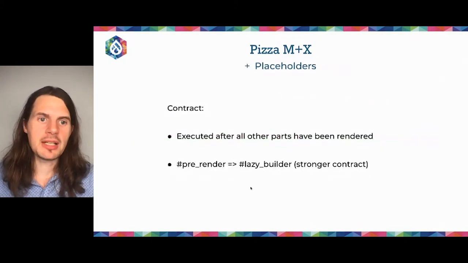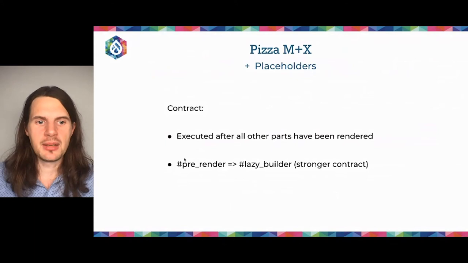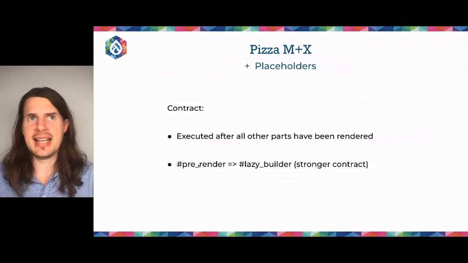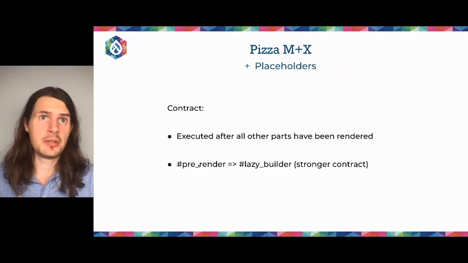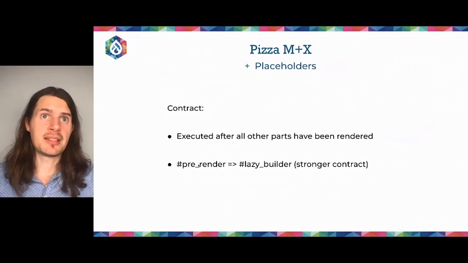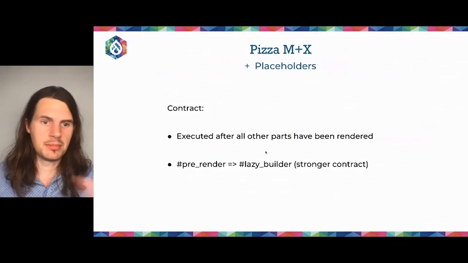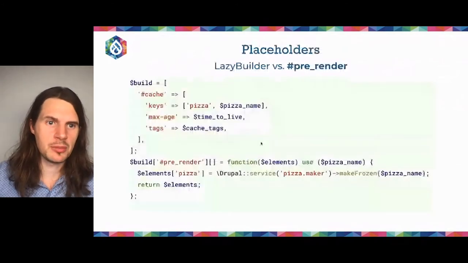So the contract of placeholder is executed after all the other parts have been rendered. The problem is pre-render could have things like entities in there. It could have things like large objects, and you would need to do all that. So we created lazy builder, which is a way stronger contract. And we'll look at that in a moment. Just some questions.